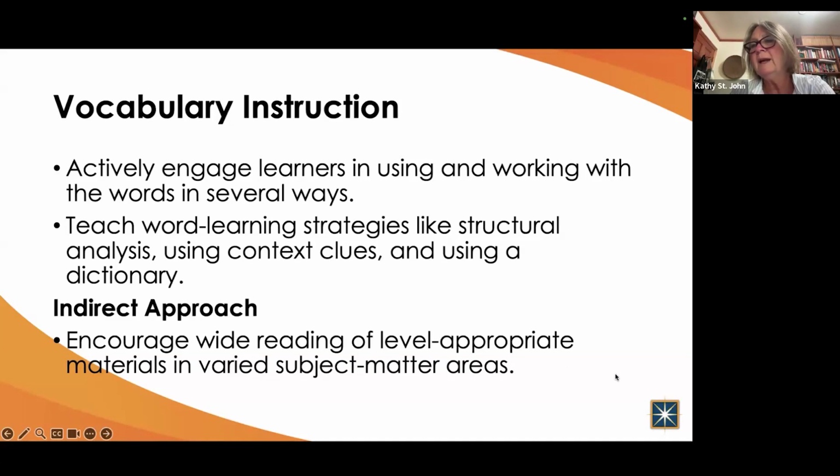So what are some ways that you, as a program staff or as a tutor, what are some ways that you help your learners really internalize that vocabulary? How do you play with those words?